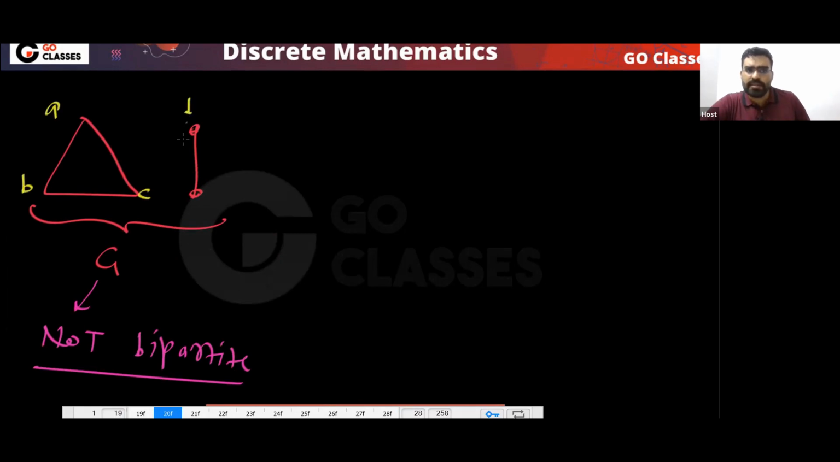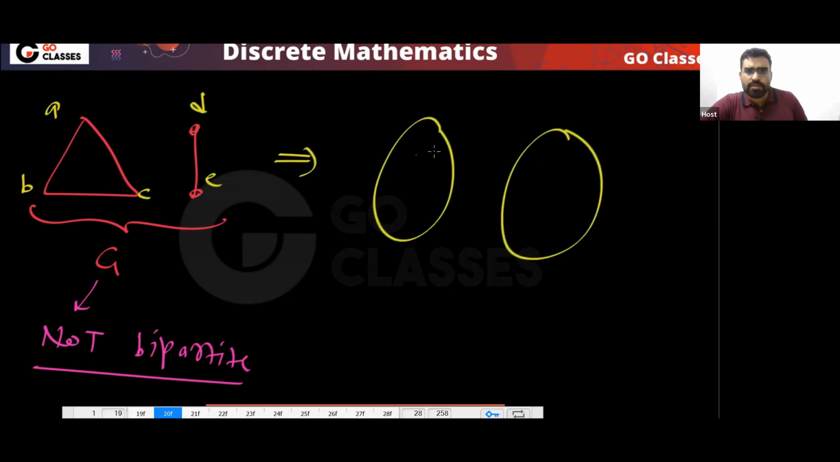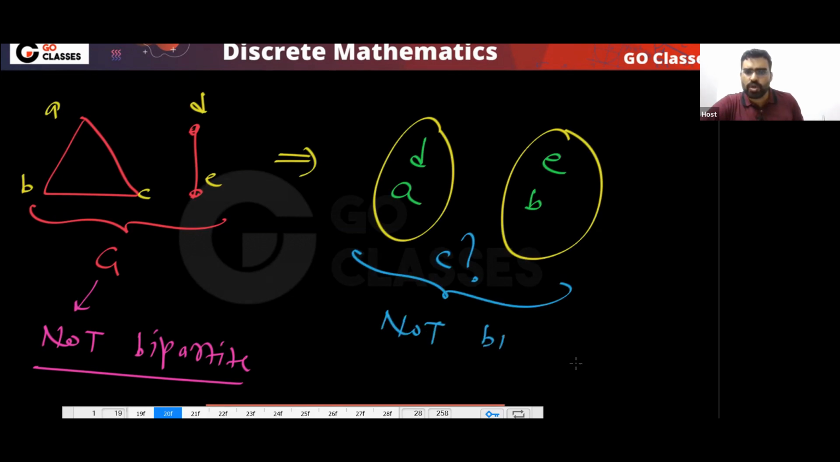A, B, C, D, E. So let's try to create a bipartition. If I put D here, I will put E here. If I put A here, then B is, now there is nowhere to put C. So where to put C? So I can say this is not bipartite. We cannot put C. So this graph is not bipartite.